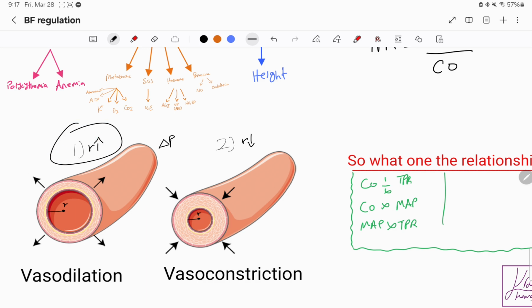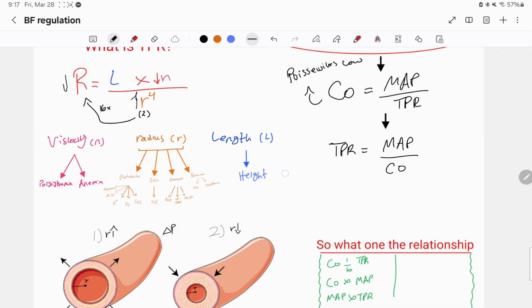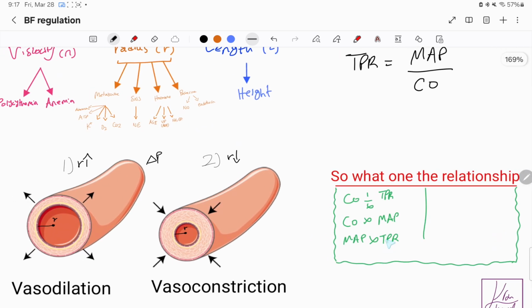Well, obviously it'll be blood vessel number 1 because its radius is super high. And if the radius is high, we know that's inversely proportional to the resistance, and the resistance goes down. And we know if the resistance goes down, what happens to the blood flow? Well, let's look at our correlations. If the resistance goes down, the blood flow goes up. There we go. Easy, guys.